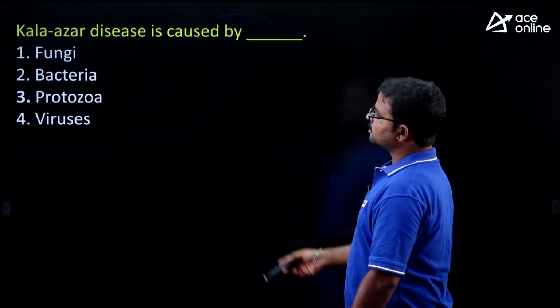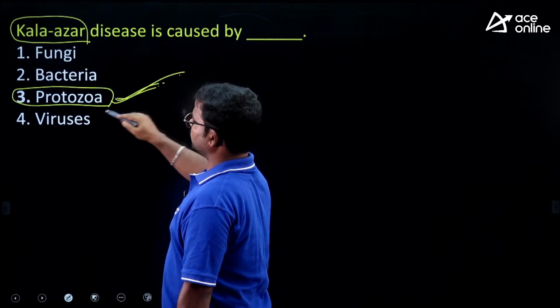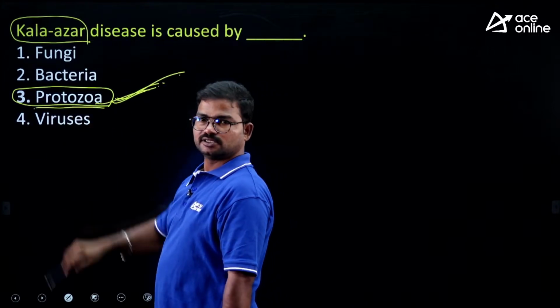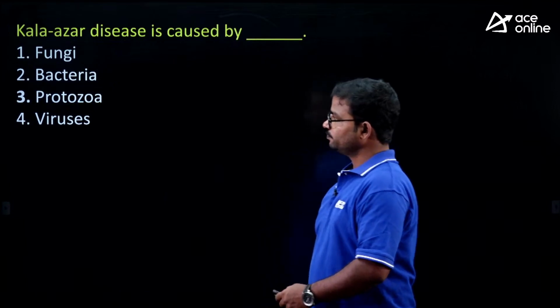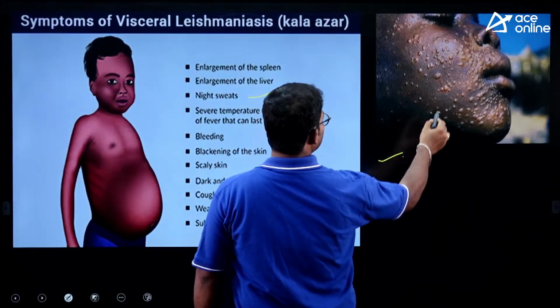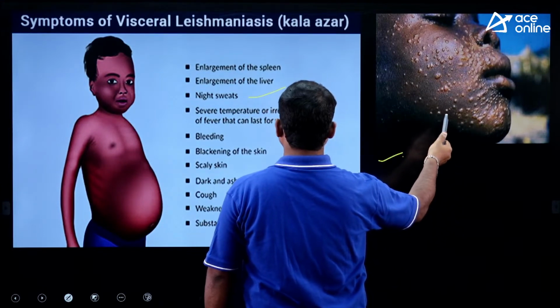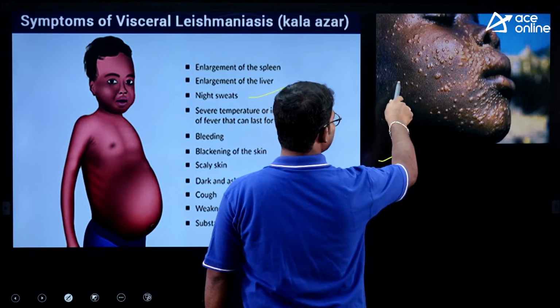So previously we discussed these diseases. This disease was caused by which one? Protozoa. You should also remember this one. So it is a protozoa-related disease. Mostly we observe this type of rashes on the skin, mostly scaly skin like this.